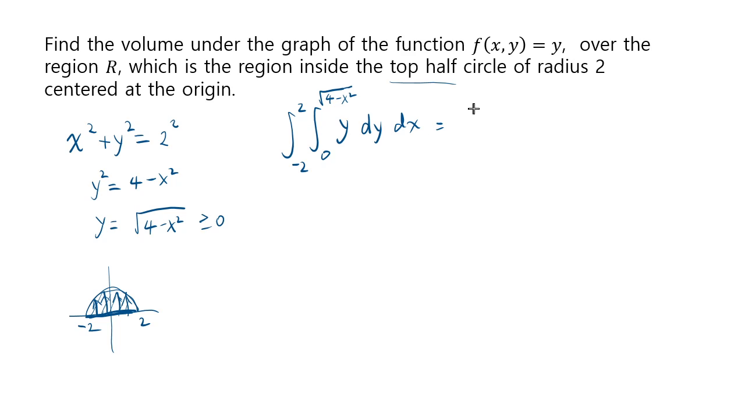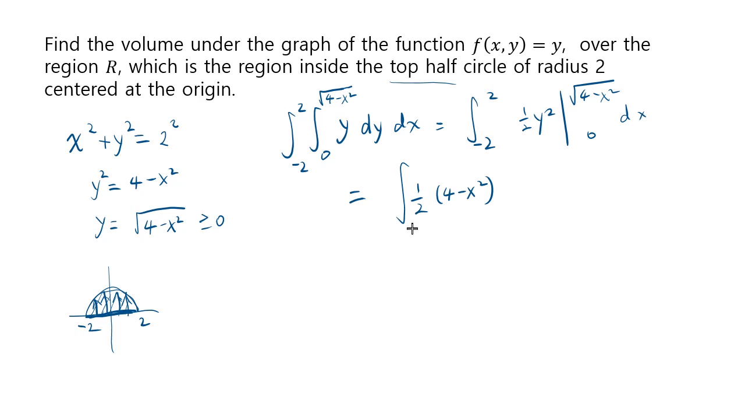If we want to calculate, let's actually do the calculation. The integral of y is 1/2 y squared. You plug in the square root of 4 minus x squared and 0, dx, and when this is plugged in, the square root goes away and you get the integral from negative 2 to 2 of 1/2 (4 minus x squared) dx.